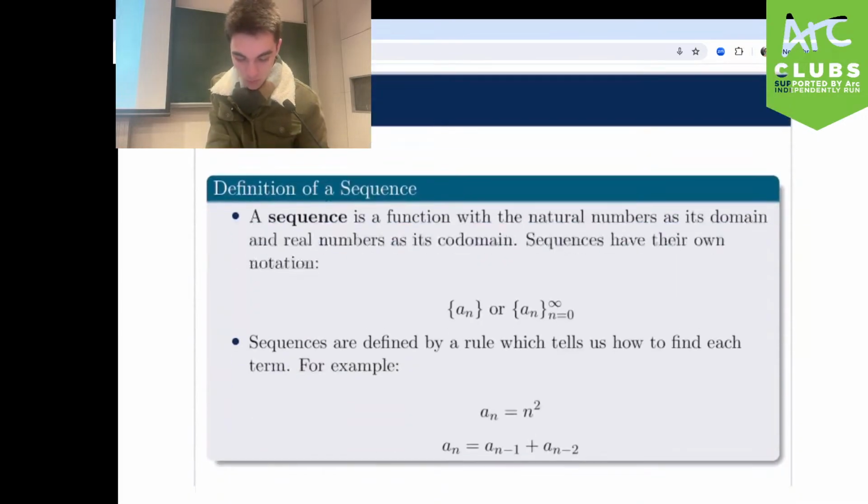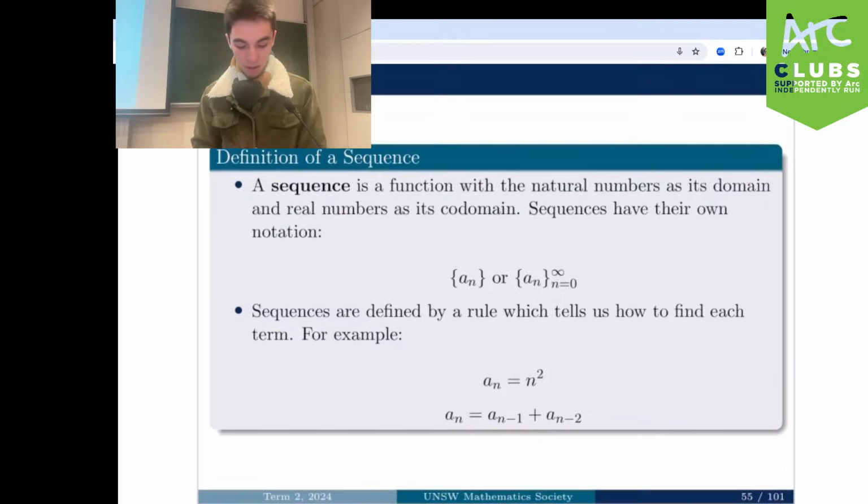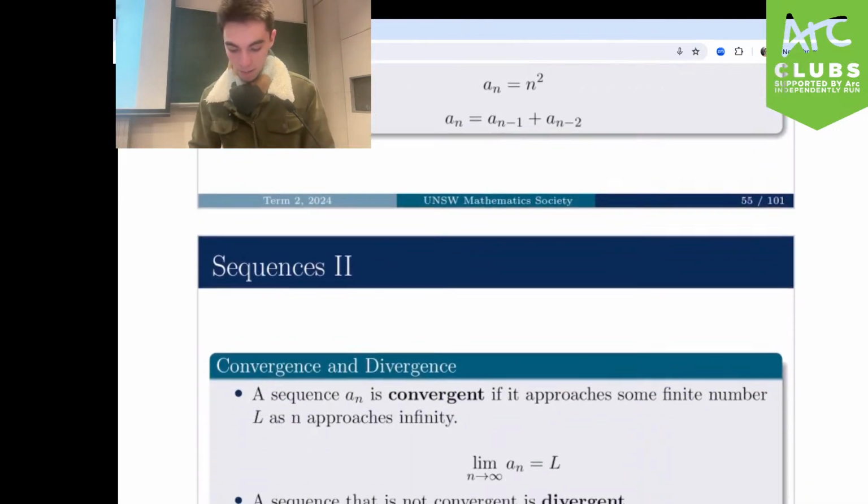Okay, so just briefly, what is a sequence? It's pretty self-explanatory. It's an infinite sequence of numbers, right? But to be rigorous, we define it as a function with the natural numbers as its domain and the real numbers as its codomain, because for every natural number, we have a real number that corresponds to it, okay? And they're defined by a rule, sometimes explicitly, where we get a formula in terms of n, sometimes implicitly, where they're defined recursively, okay?